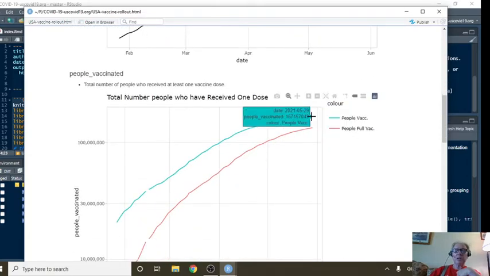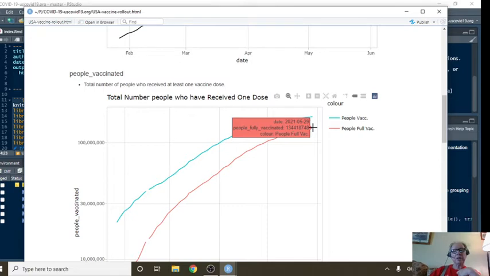Of those doses, 167 million have received a single dose. That's close to being a 50% single dosage rate. But if this number here is correct, then we haven't reached 50%, at least of the total population.